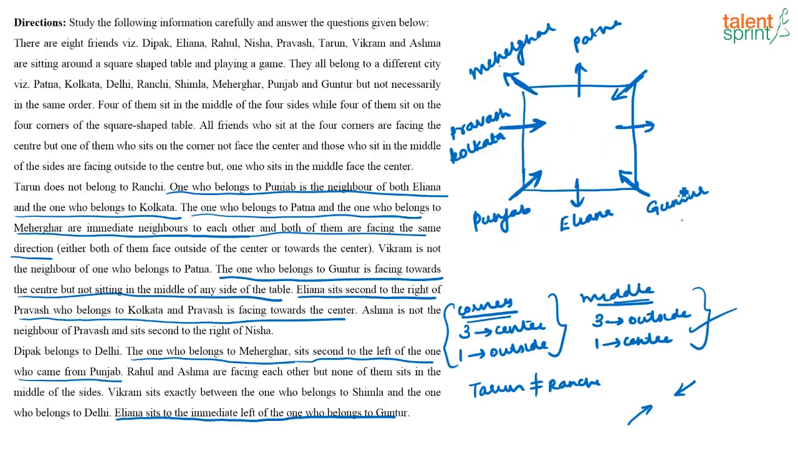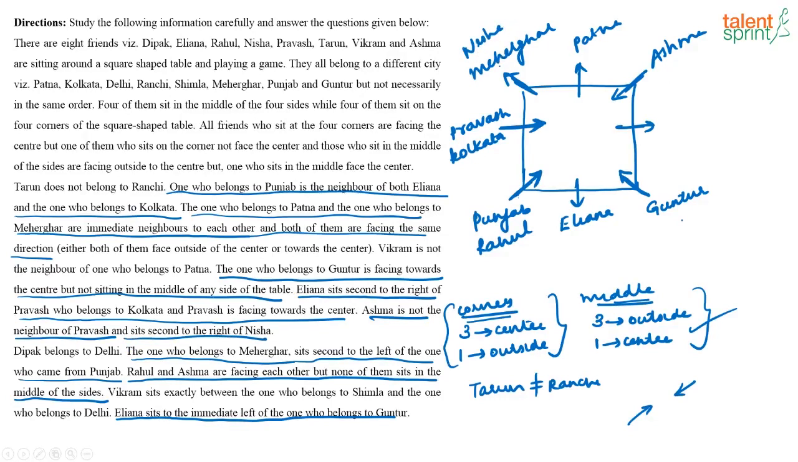If this was Rahul and Asma, not possible, because this person is facing inwards, this person is facing outwards. But Rahul and Asma are facing each other and they are not sitting in the middle seats. So they have to be in the corner seat. So one of this has to be Rahul and one of this has to be Asma. Also it is given that Asma is not a neighbor of Pravash. So definitely this has to be Asma and this has to be Rahul. Then what else are they saying about Asma? Asma sits second to the right of Nisha. So this has to be Nisha. Then only Asma will be second to the right of Nisha. So this is Nisha, this is Asma.